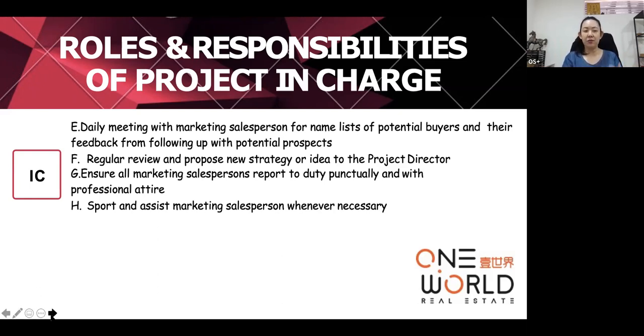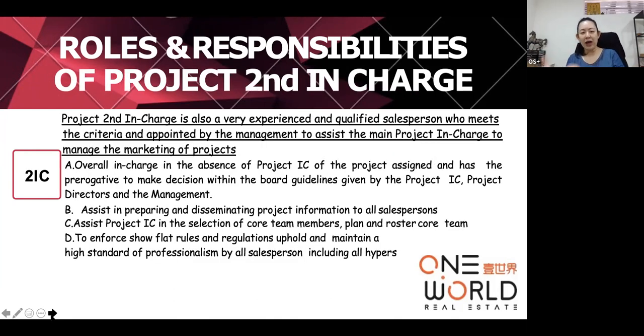So if you want to grow yourself into an IC or project director, this is the part that you need to put in effort as well, to help others. Project 2 IC is also the same thing, just slightly more junior than the project IC. Overall, in the absence of the project IC, if the project IC is not there, then they need to stand up, take over the role and carry out the duty of the project IC.